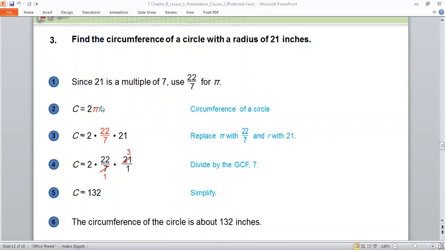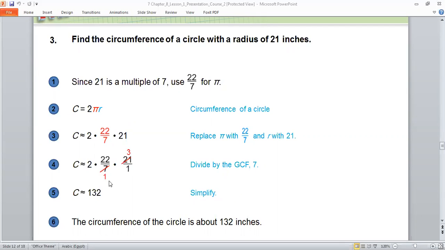Okay? And after that, I will substitute r. I will plug 21 in the position of r. So again, Omar, I will remove π and put 22 over 7, and remove r and put 21.